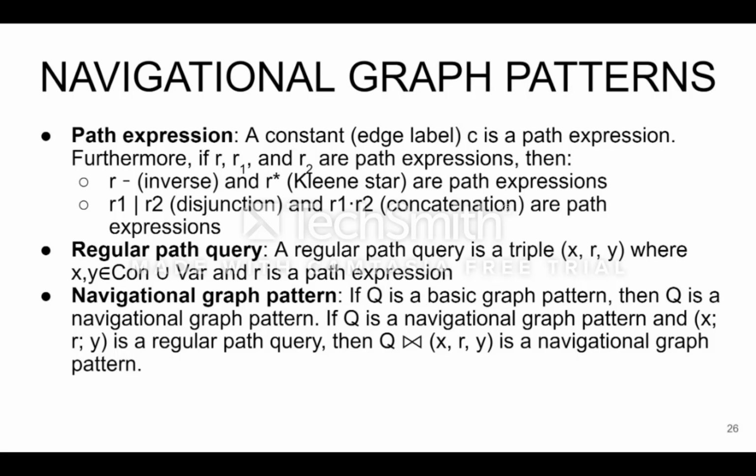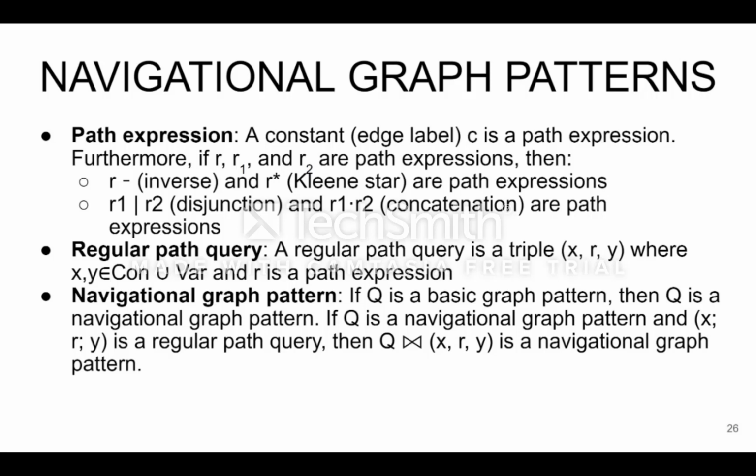R1 disjunction R2 and R1 concatenation R2 are path expressions. A regular path query is a triple X R Y where X and Y are elements of Con union Var and R is a path expression. Navigational graph pattern.